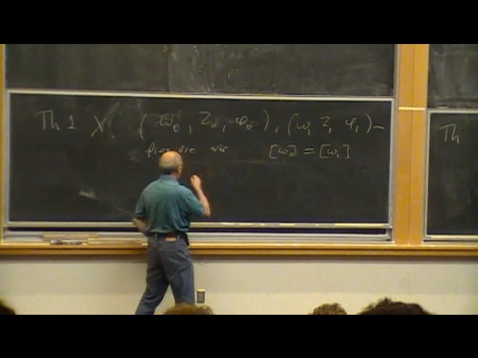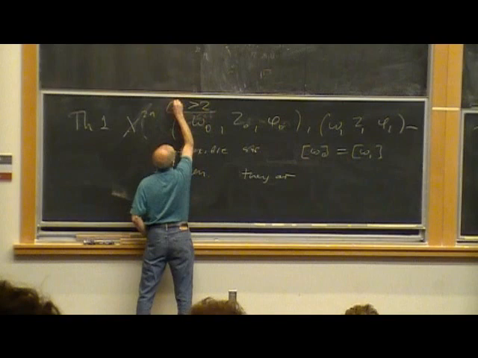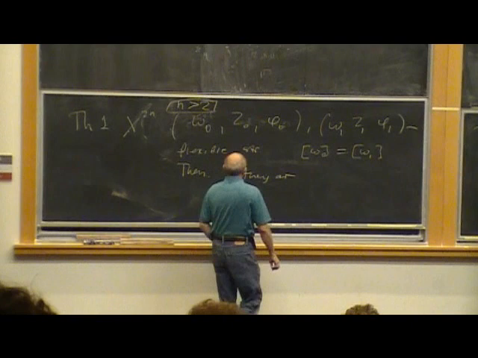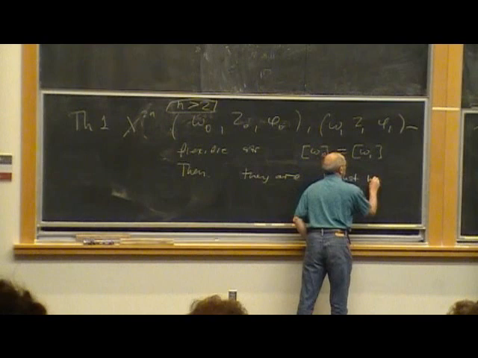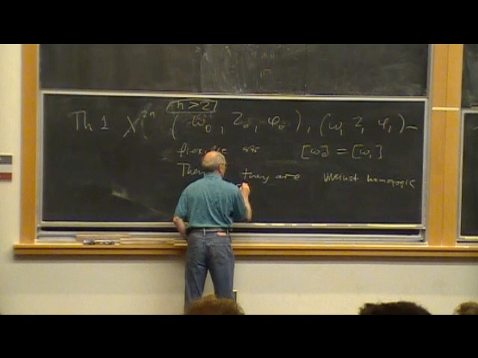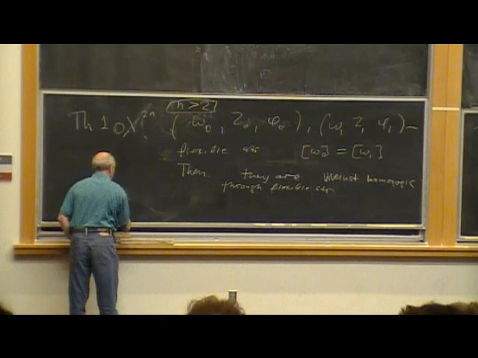then, and this is extremely important, the dimension is 2n, and n greater than 2. It's completely wrong in dimension 4. And n greater than 2, then they are Weinstein homotopic through flexible structures. In particular, they are symplectomorphic.